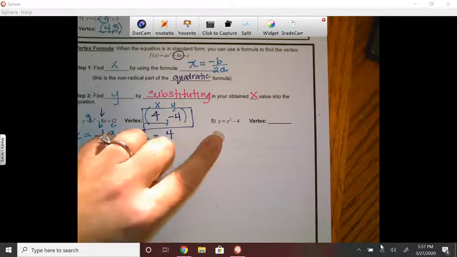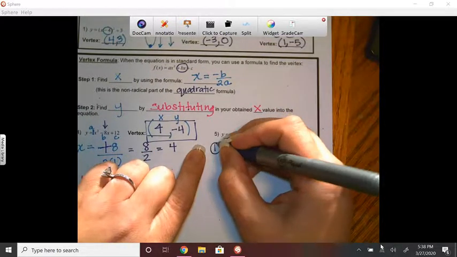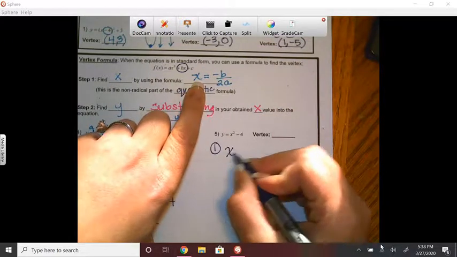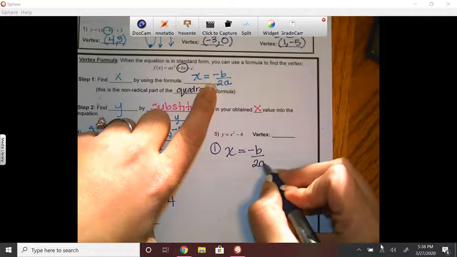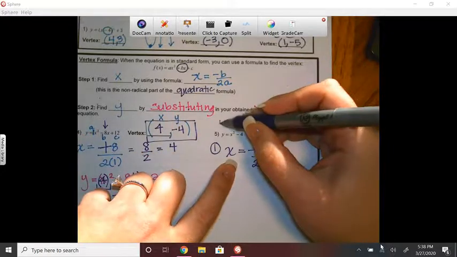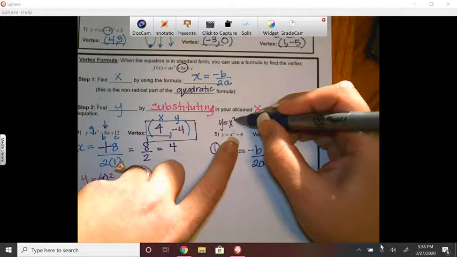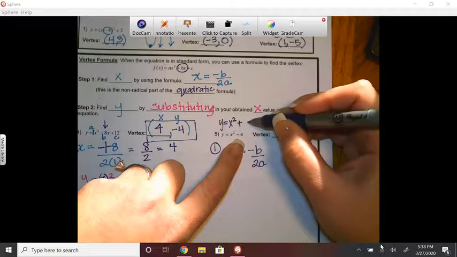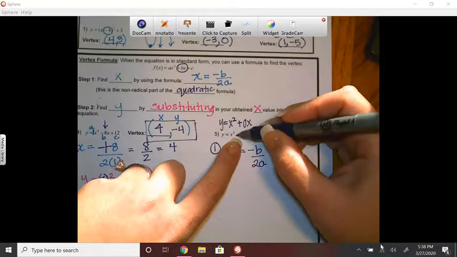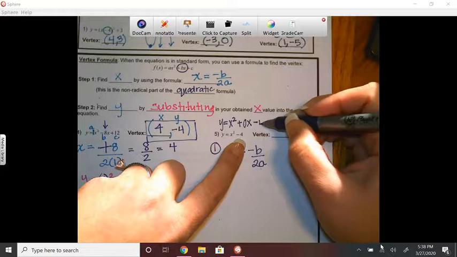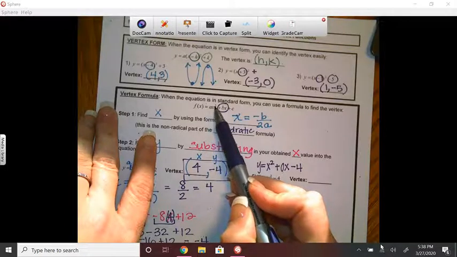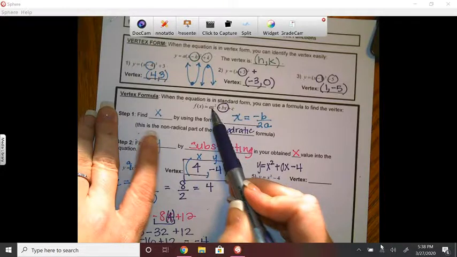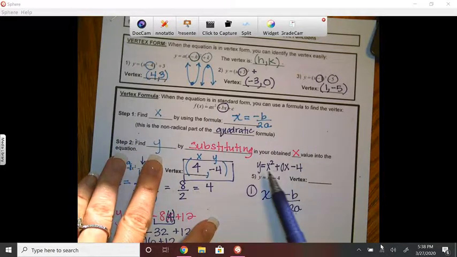Okay, so let's go ahead and take a look at number 5. So if I want to find the vertex, step 1, we use this formula: x equals -b over 2a. So when we look at the equation we're given, the number in front of x, there is not one, so it's a 0. If I write this in standard form, remember, standard form has ax squared plus bx plus c. It has 3 parts.